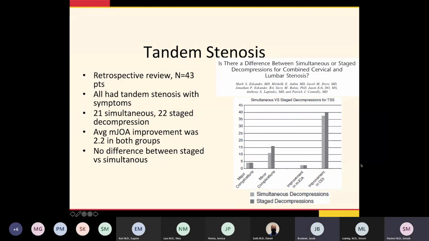Sorry about that. Further, this study looked at patients that had tandem stenosis, which was symptomatic, treated with the cervical decompression and lumbar at the same time versus a staged procedure. And they found that although they had improvement in both, there was no real difference in their outcome scores in these patients. So simultaneous decompressions may be an option for these patients that are truly symptomatic at both levels.